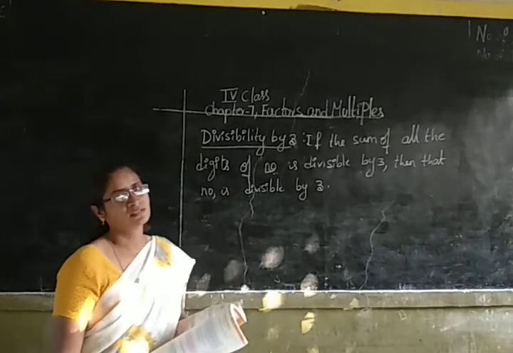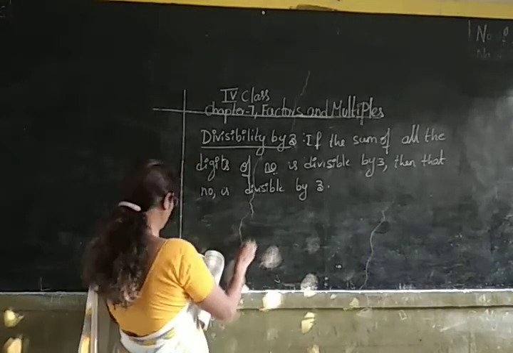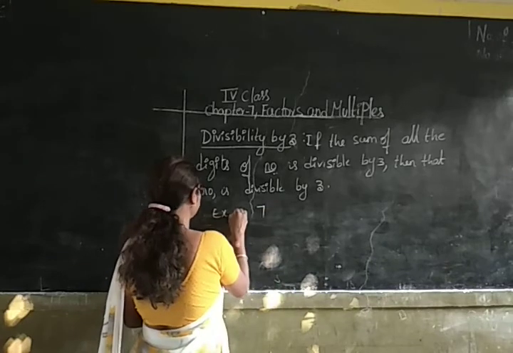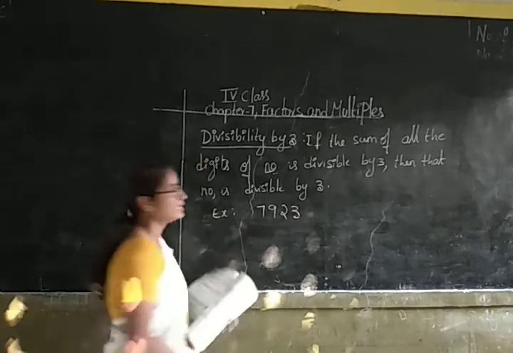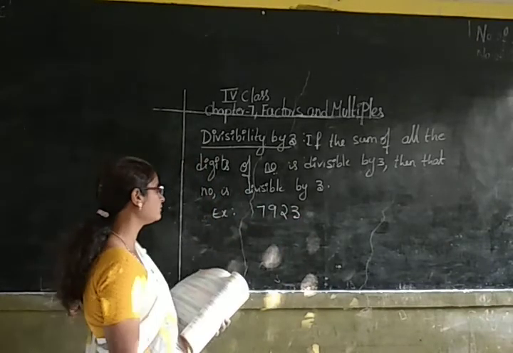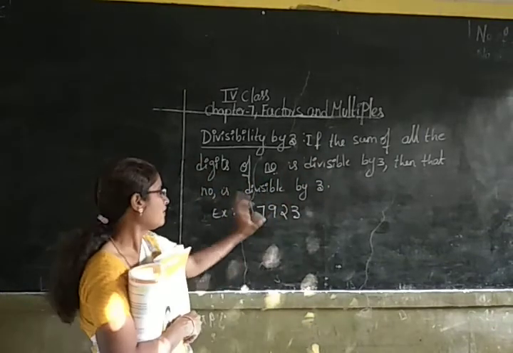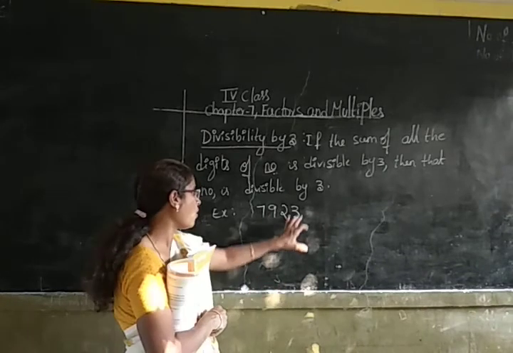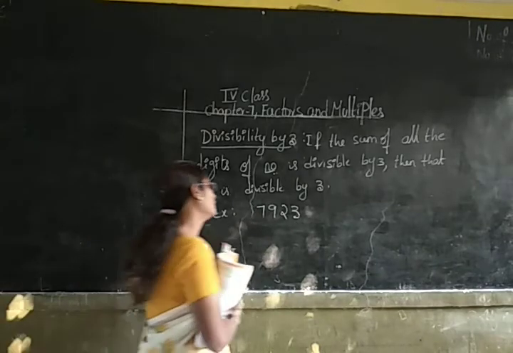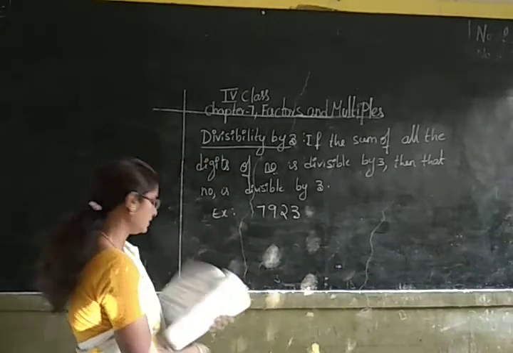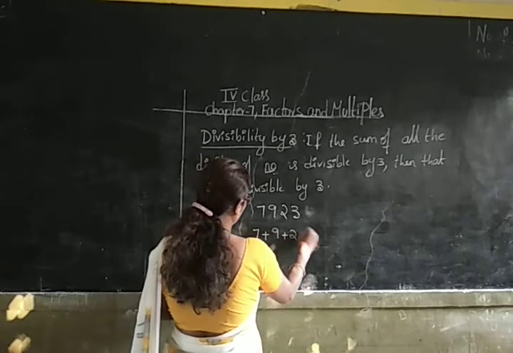Let me explain this rule with an example. Let us take the number 7,923. Here what we have to do? The sum of all the digits of a number. Sum means addition. You have to add all the digits in the number. For example, 7 plus 9 plus 2 plus 3.